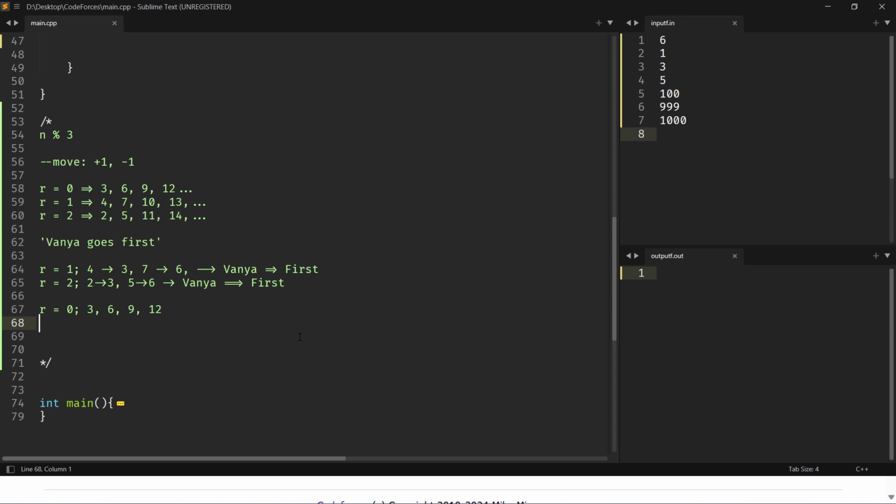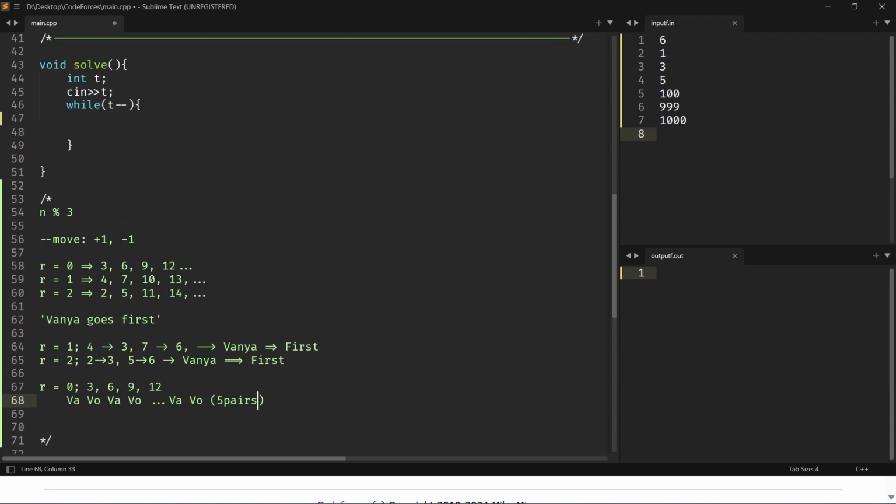So what will Vanya do? He has not much of an option here. He can either increment it or decrement it. Basically the limit is 10 moves, right? So first it will be played by Vanya, then Vova, then Vanya, then Vova, and so on. So there will be 5 pairs because there are 10 moves. After 10 moves, anyway, someone has to win. After 10 moves, if the number has not become divisible by 3, then Vova wins.